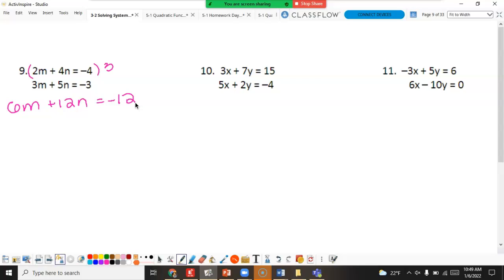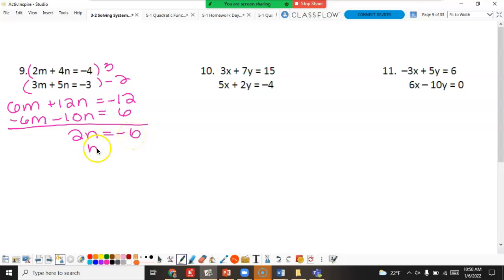Now, to make your life easy, if you multiply the bottom by negative 2, you don't have to subtract the equations. You can add them, and the m's will cancel. So I would multiply my bottom by negative 2, so that I get negative 6m, negative 10n, and positive 6, because now I can just add them together, and the m's cancel. You get 2n equals negative 6, and n equals negative 3.